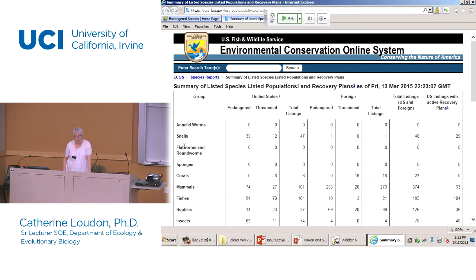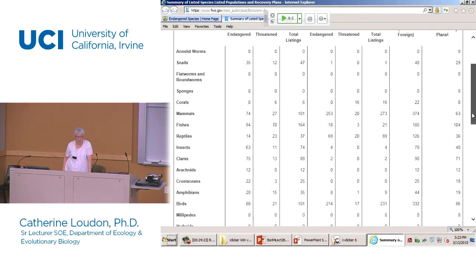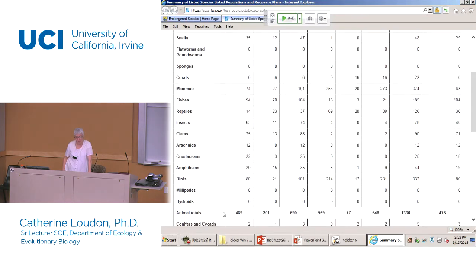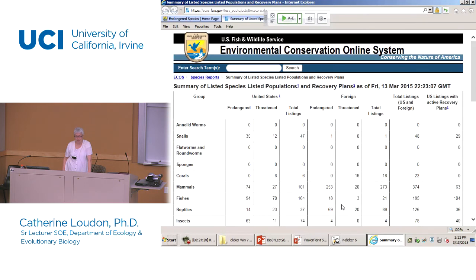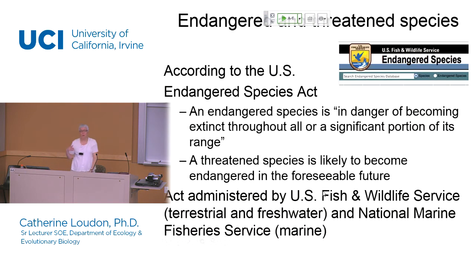And some of these types of critters might seem familiar to you. If you check out some of these rows, it looks like annelid worms. We're doing okay. We don't have any endangered or threatened annelid worms. Look at this, snails, 35 different species of endangered snails, 12 threatened. Flatworms and roundworms, we seem to be doing okay on that. Zeros across the board here. As you scroll down, you can see the situation is different for reptiles and insects and arachnids and crustaceans and birds and so on. But anyway, that's where one can go for the current classification of different species if you're interested in locating information on that.